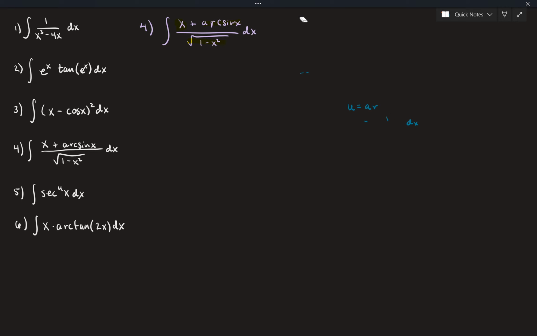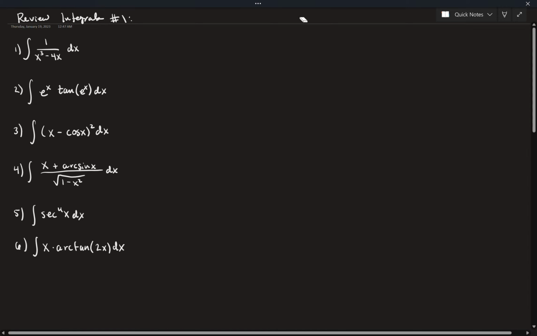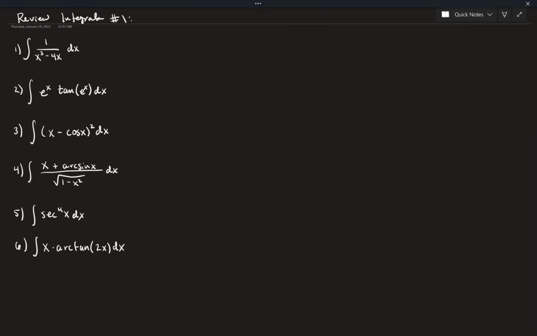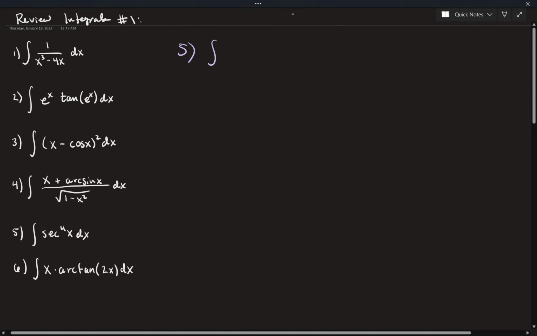Wish there was an easier way to do this, but there probably is. I could probably lasso it, but what are you going to do? Number 5. So I've got the integral of secant to the 4th x dx.